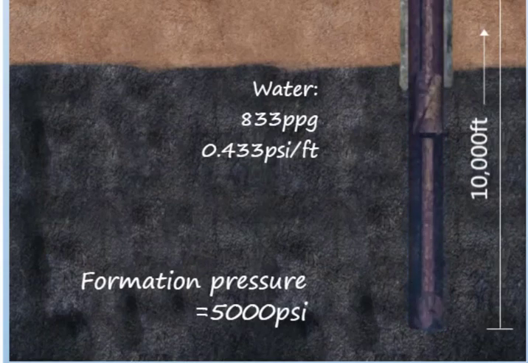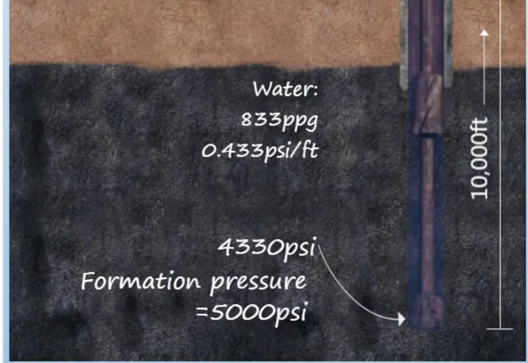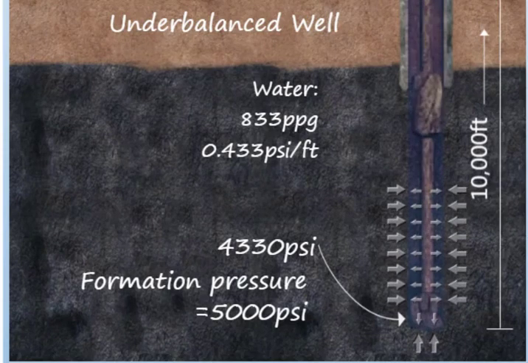If the same well was filled with water, which weighs 8.33 pounds per gallon, or 0.433 psi per foot, having multiplied 8.33 by 0.052, the pressure exerted at the bottom of the well would only be 4,330 psi. If the formation pressure is 5,000 psi, the well is underbalanced by 670 psi, and formation fluids may enter the well as the formation pressure is greater than the wellbore pressure.